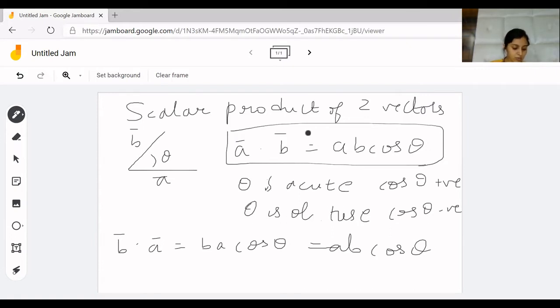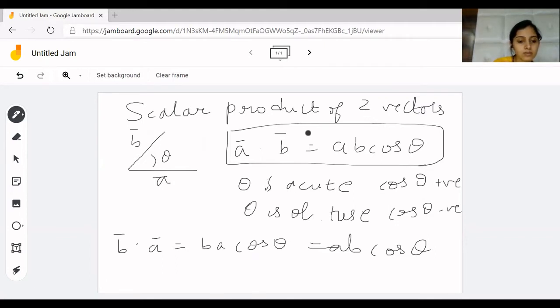Then if a bar and b bar are perpendicular, orthogonal, that is theta is 90, what do we have the dot product as? 0. Conversely, if the dot product is 0, then the angle between the vectors is 90 degrees. Now if a bar and b bar are parallel, then theta is 0. And what will be the dot product then? a bar dot b bar is ab cos 0, so cos theta will be 1.